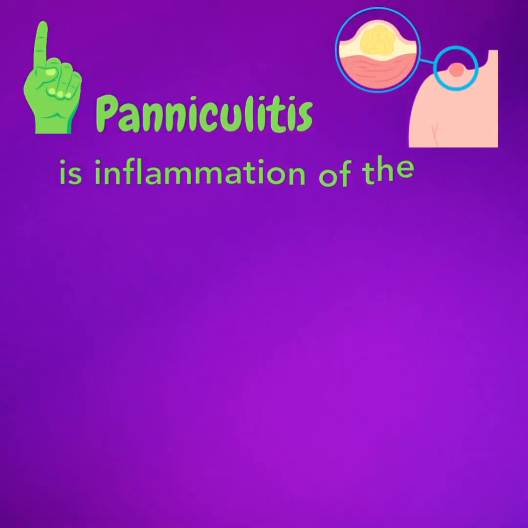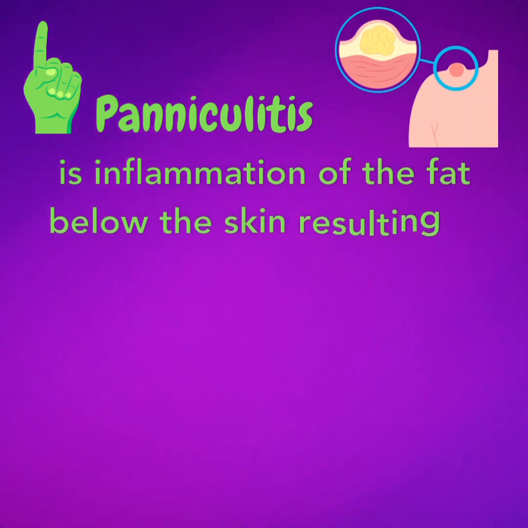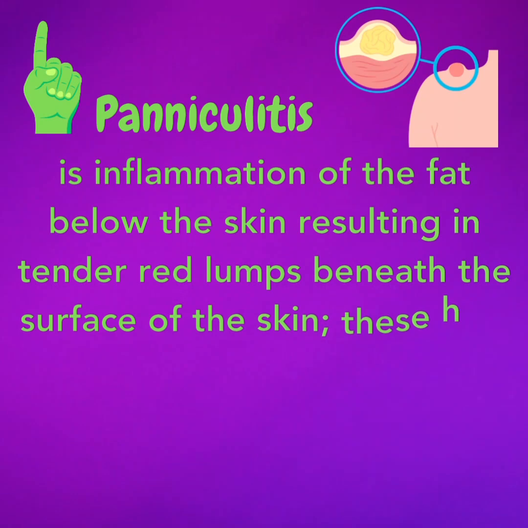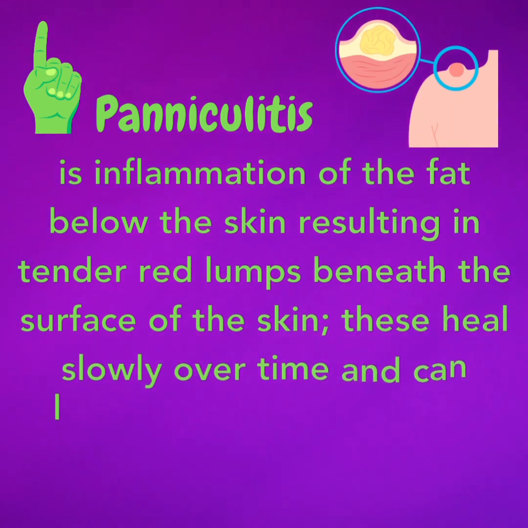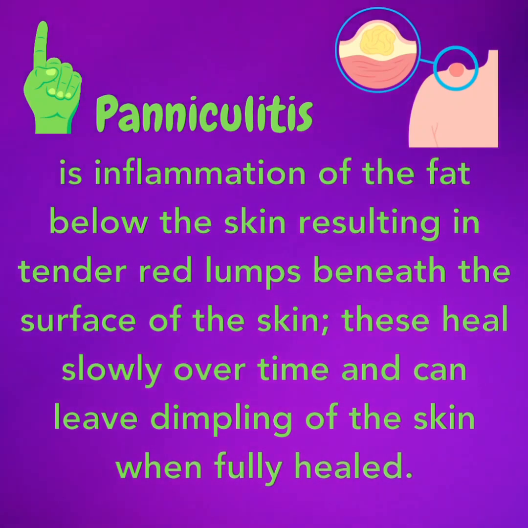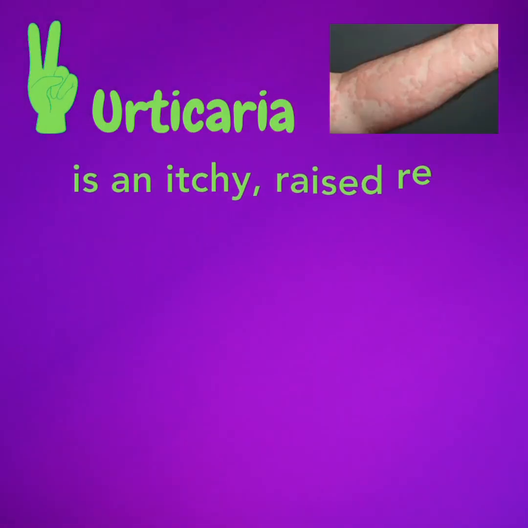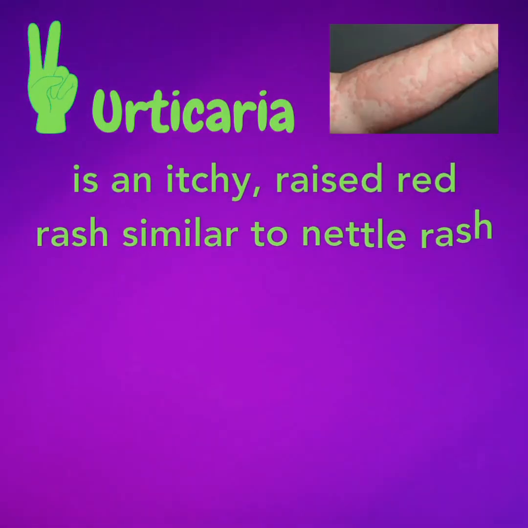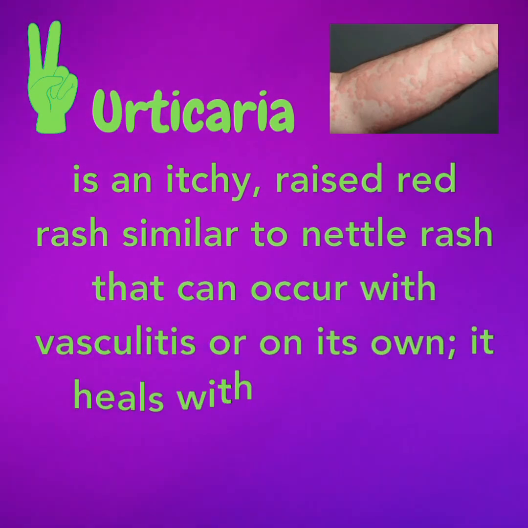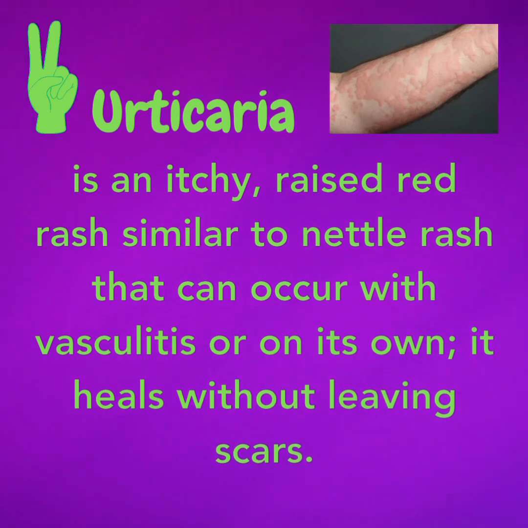Panniculitis is inflammation of the fat below the skin, resulting in tender, red lumps beneath the surface of the skin. These heal slowly over time and can leave dimpling of the skin when fully healed. Urticaria is an itchy, raised red rash, similar to nettle rash, that can occur with vasculitis or on its own. It heals without leaving scars.